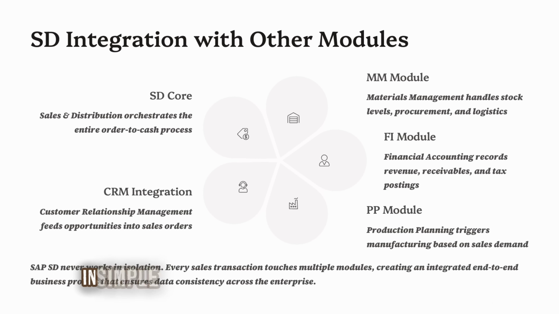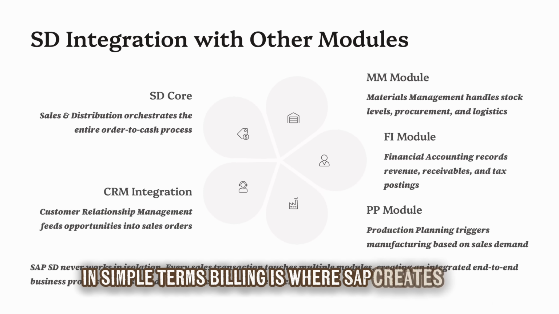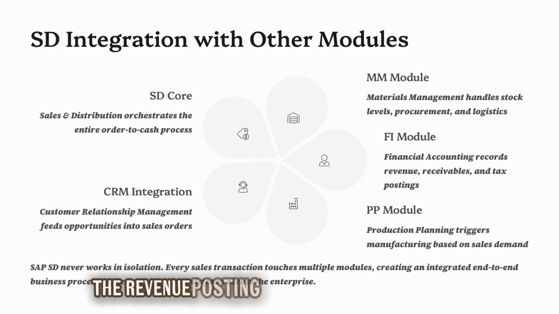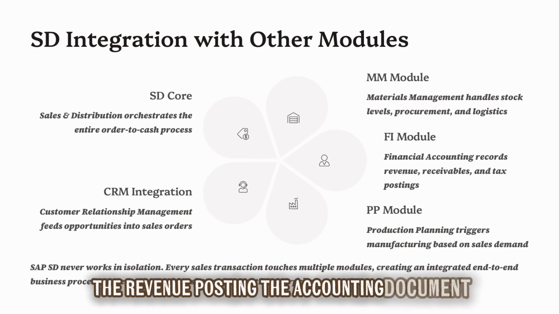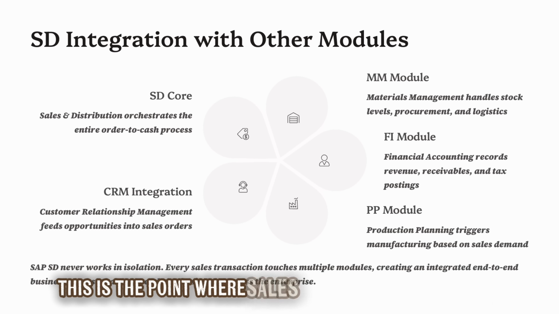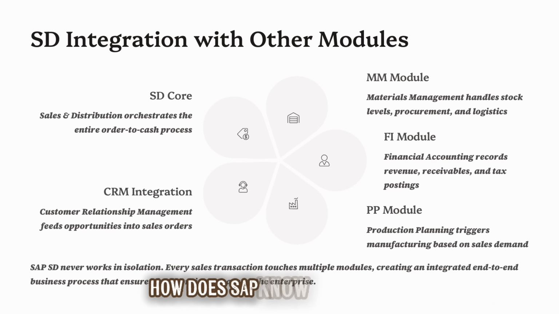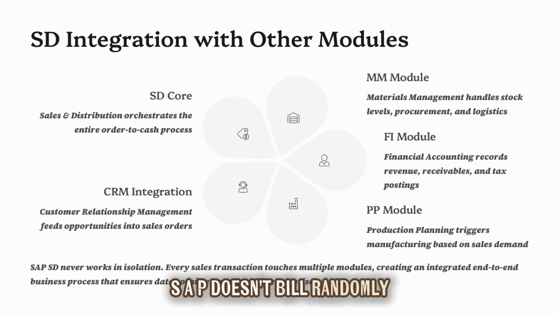What is billing in simple terms? Billing is where SAP creates the customer invoice, the revenue posting, the accounting document. This is the point where sales officially become income. How does SAP know when to bill? SAP doesn't bill randomly. It checks a few basic things.